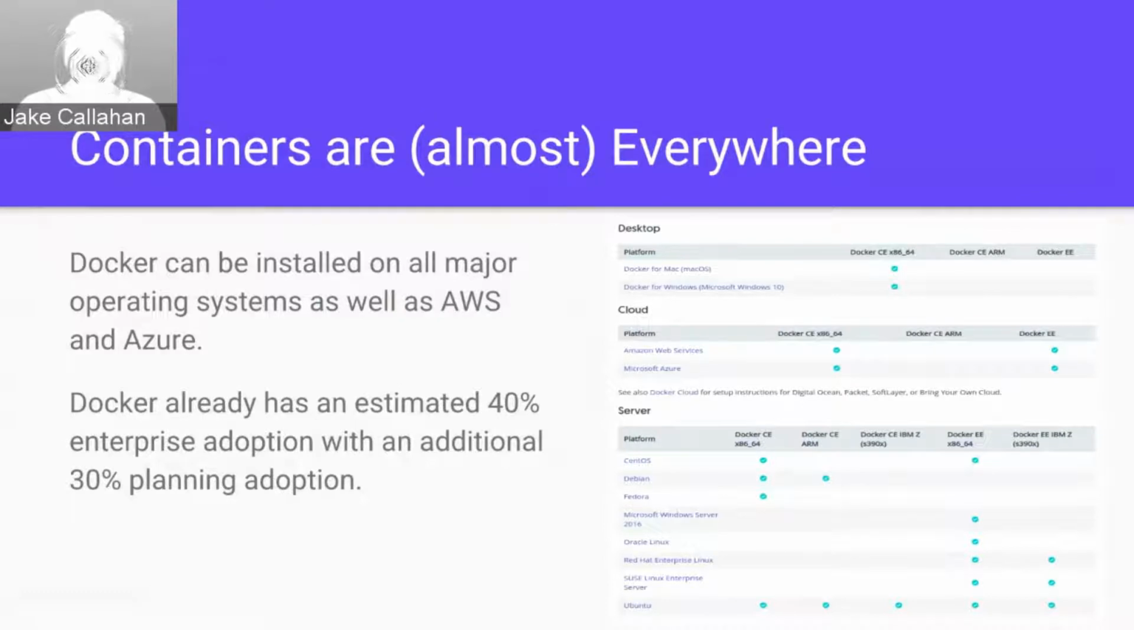And on the right, you can see an image showing the compatibility of different Docker versions against different platforms. Here you can see AWS and Azure are able to run both Docker CE for x86-64 and then the Enterprise Edition, as well as platforms available on Mac, Windows, and various flavors of Linux.